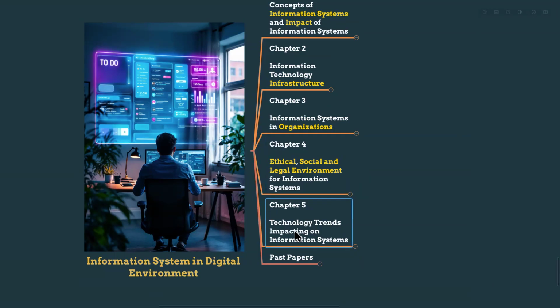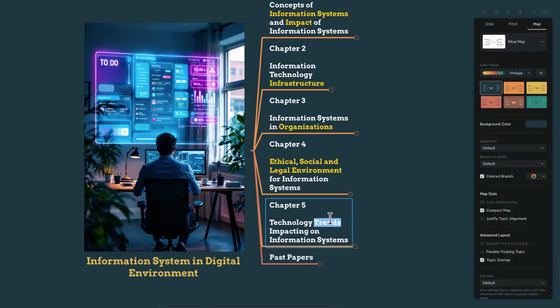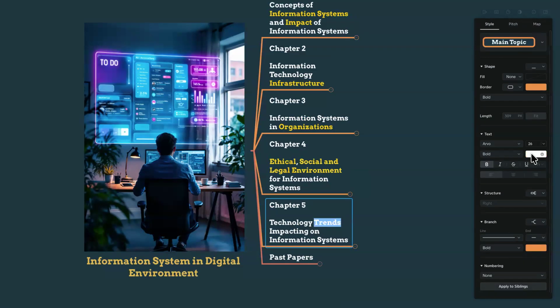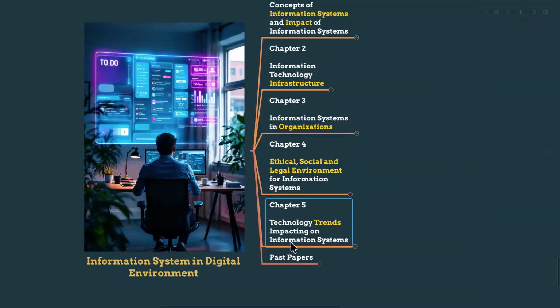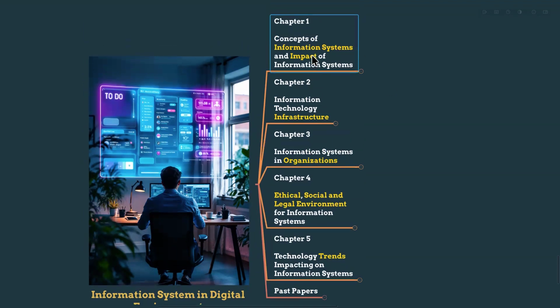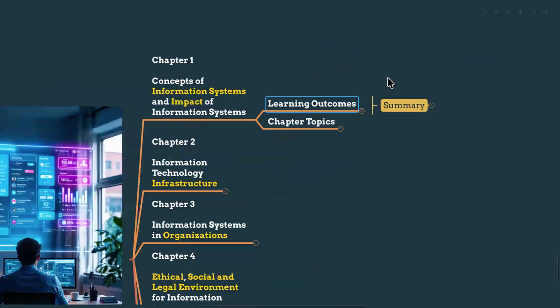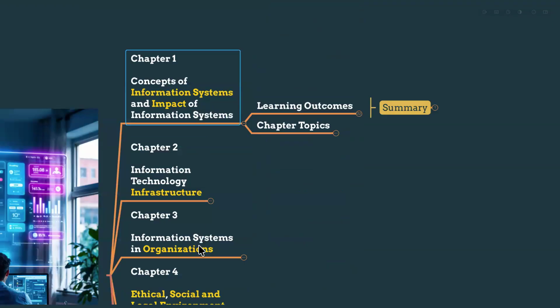And chapter 5 is all about the technology trends impacting business information systems. This is very important because the trends are always changing, right? Last year's trend is not going to be this year's. Even what we are learning today will change tomorrow, right? So these are the 5 chapters available for you, and we will understand and crack every chapter individually. So we will focus on chapter 1 today.